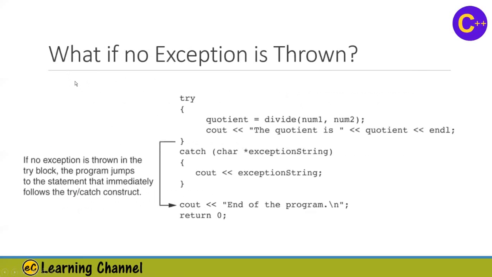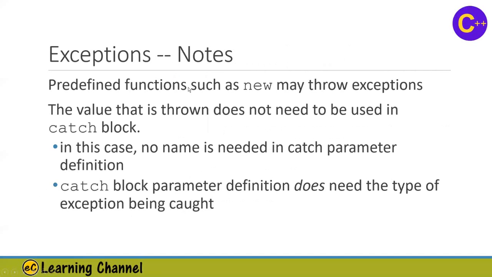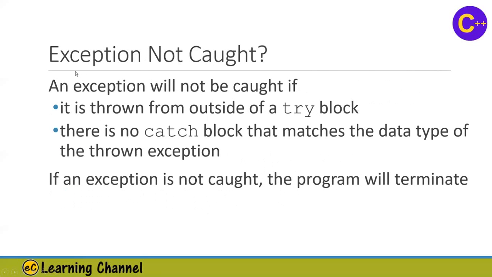I'm sorry, this one is not throwing the exception. If no exception is thrown, it will come to here and then get out of here. So this one is a successful run. Nothing is wrong, it will go out and get out here. But if the exception is thrown but not handled, the program will terminate. A predefined function that uses new may throw an exception. The value is thrown and does not need to be used in the catch block. In this case, no name is needed for the catch parameter. Okay, this is fine.